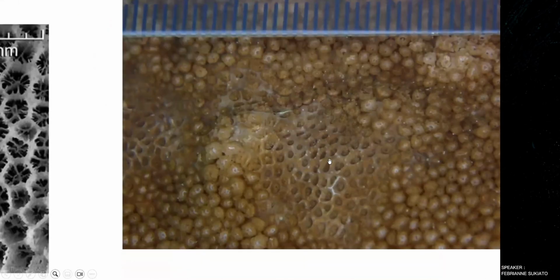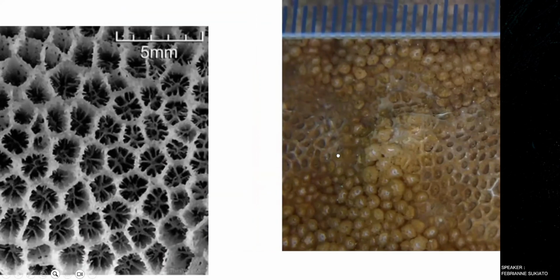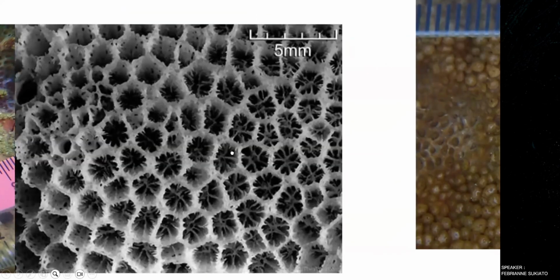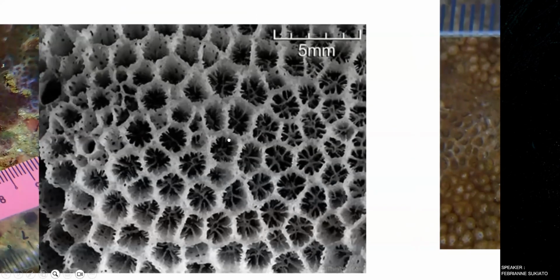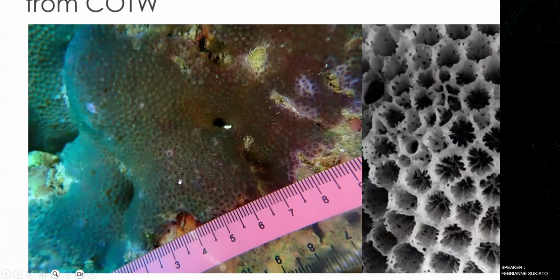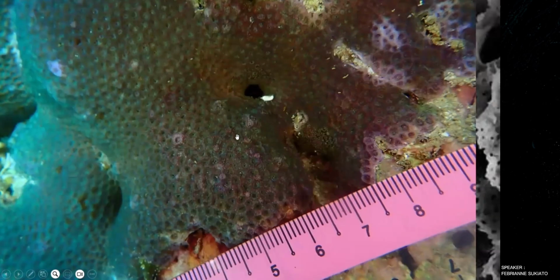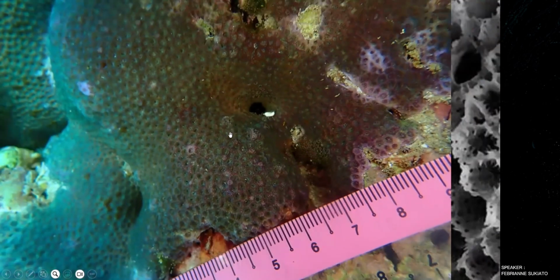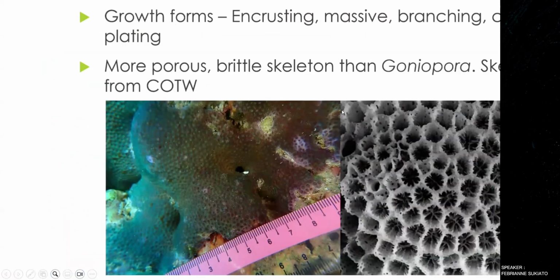Now, you can see that it looks really different from the Goniopora. The holes look generally larger and it doesn't form that flower pattern that I mentioned before. It's because here the skeletal structure is a lot more porous when it comes to Alveopora compared to Goniopora. Here's another picture. It generally looks more compact because the tentacles are closer together.